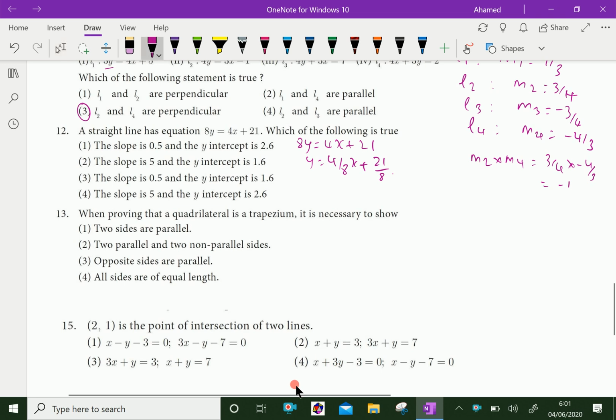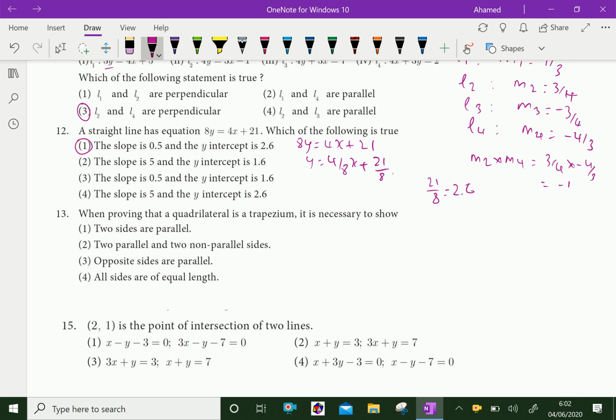We will check it. 21 by 8: 2 8s are 16, 1 carries, that is 41, 5 8s are 40, 1 carries, 6 8s are 48, 2 carries, and this option's y-intercept is 2.6. Therefore the option is 1, because the slope is 0.5 and y-intercept is 2.6. So option 1.